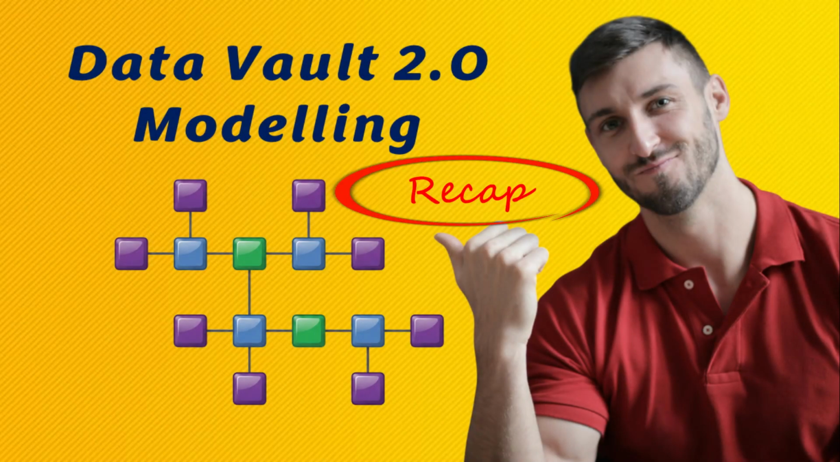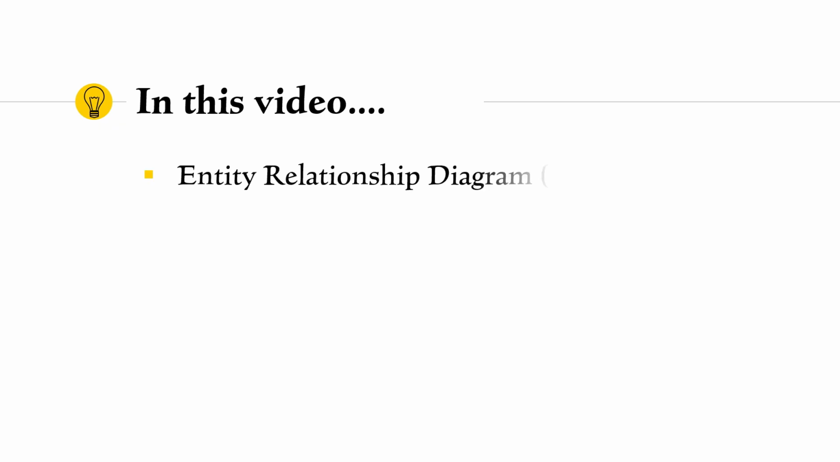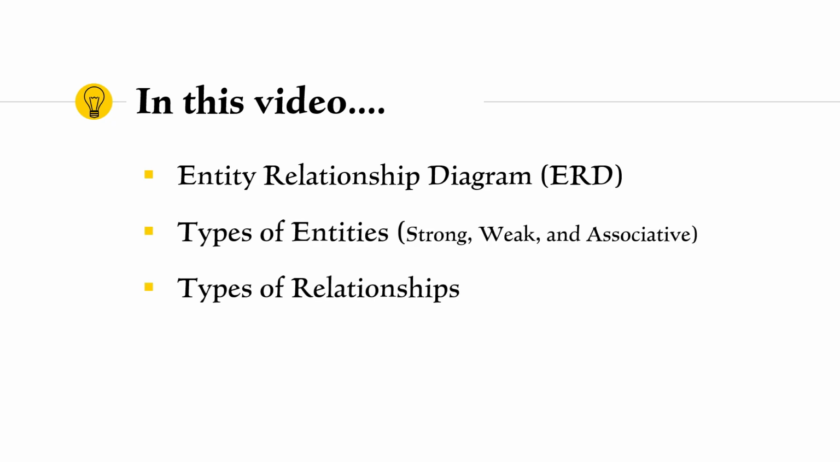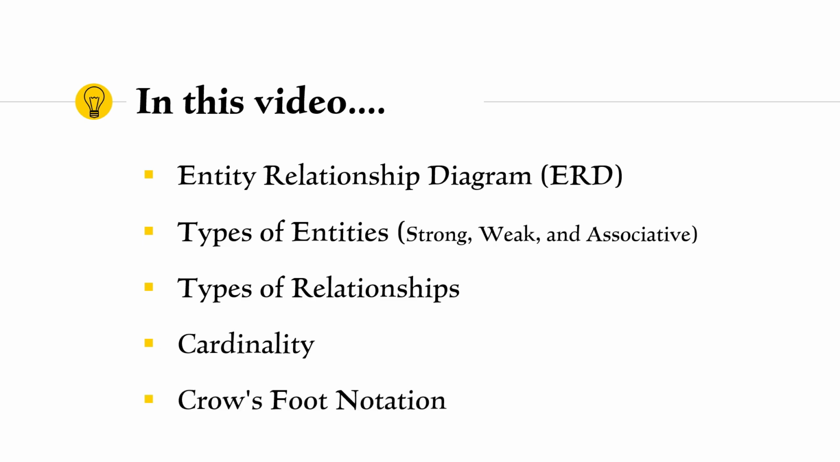In our previous video, we explored data vault modeling and learned how to design hubs, links, and satellites using practical business examples. In this video, we'll cover the key concepts of Entity Relationship Diagram, ERD, including the different types of entities, the various types of relationships between those entities, cardinality, and Crow's foot notation.